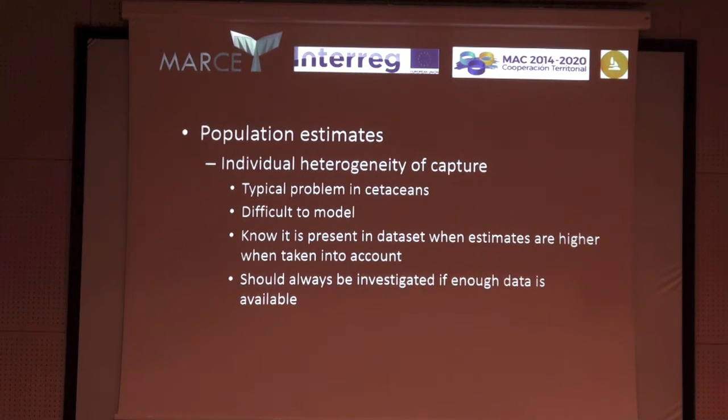So this is very typical in cetaceans. What it means is some individuals are more likely to be observed than others. And it's very difficult to model. You know it's present in your data sets that if you take that parameter into account when you are doing the model, then you will have higher estimate than if you don't take it into account. So it's always good to investigate when you have enough data if this is something that is a problem in your data set.